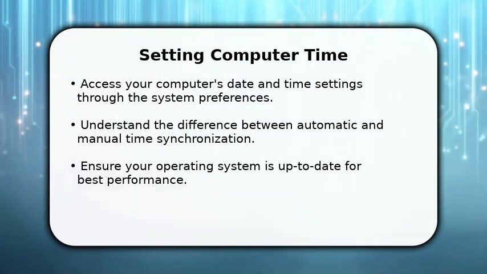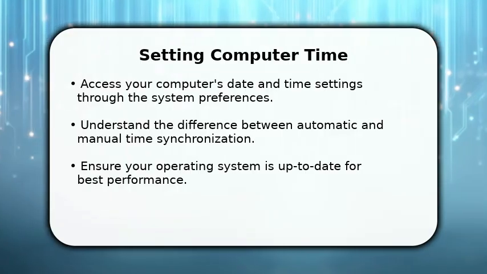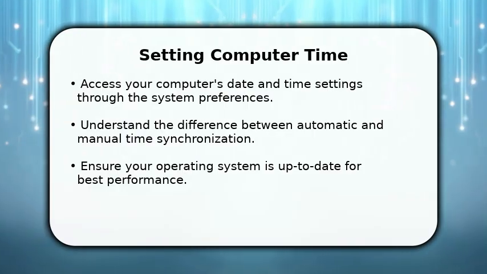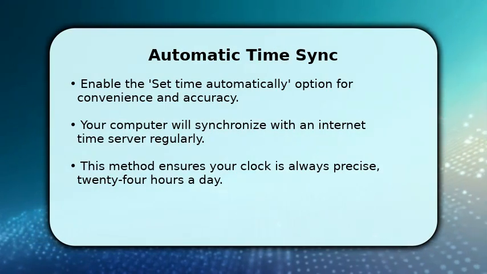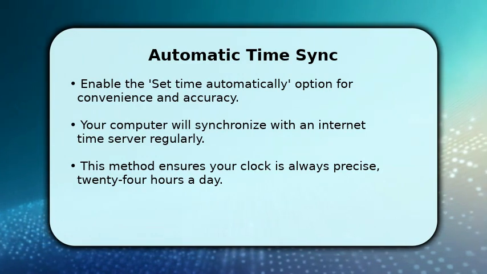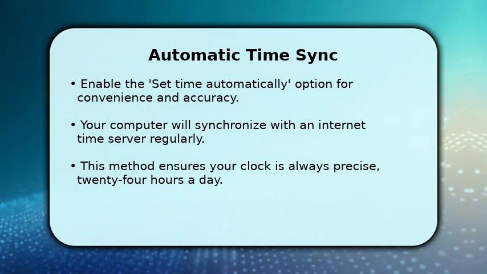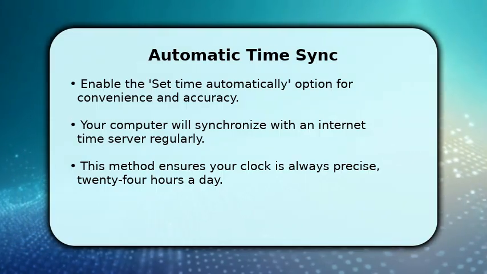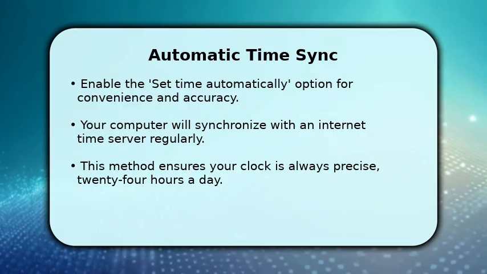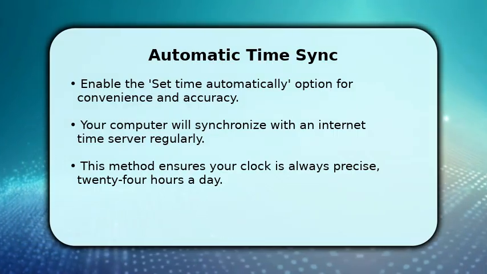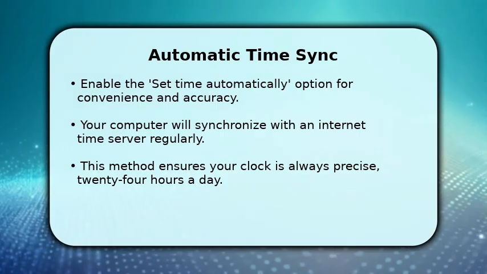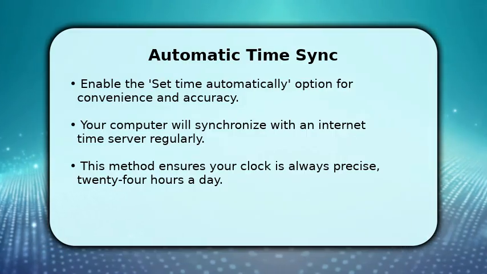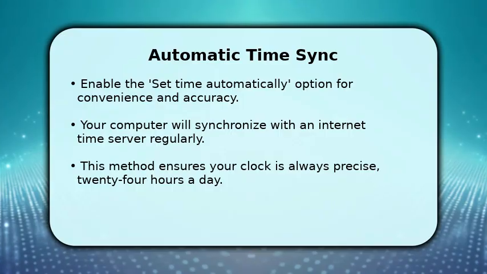We will cover the essential steps for both methods, including how to manage time zones and daylight saving adjustments for optimal precision. For most users, setting your computer's time automatically is the easiest and most reliable option. This feature allows your system to connect to a network time server, ensuring your clock is always perfectly synchronized. It updates regularly, often every few hours, so you never have to worry about your time being off. This is especially helpful for maintaining accurate timestamps on files and for scheduling important events.